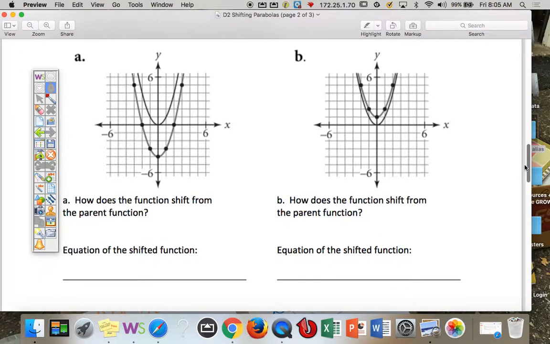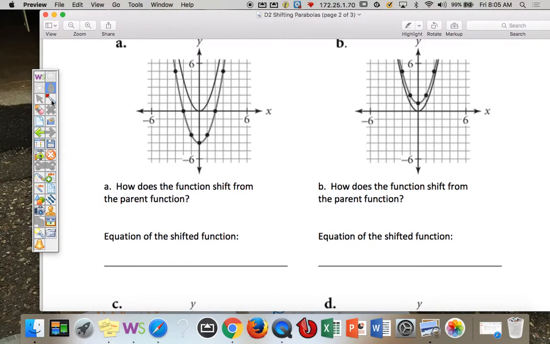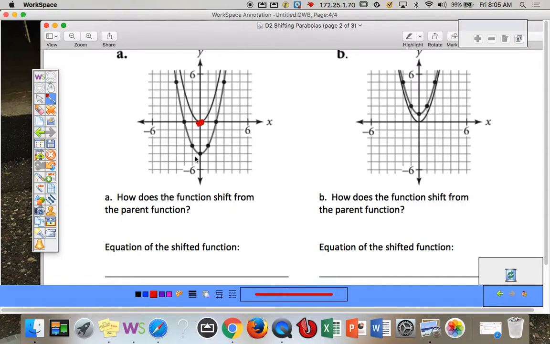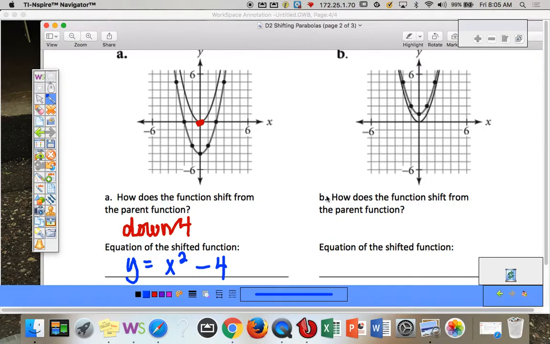All right, so let's take a look at the first one. If we look at just the vertex right here, it looks like it shifts down. 1, 2, 3, 4, down 4. And from yesterday, if I make a prediction, if we have y equals x squared, down 4 was on the outside of the parentheses, so minus 4. So let's check our answer. I'm going to pull up my graphing calculator.